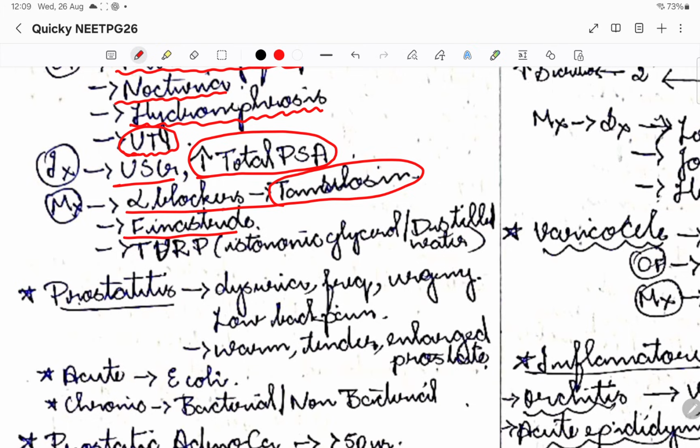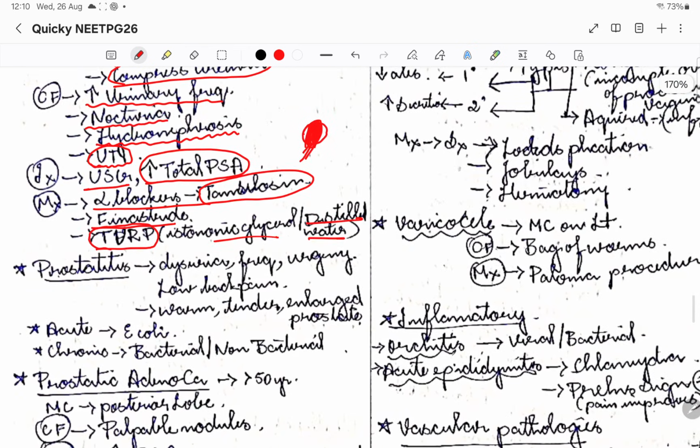Or else we are gonna go for TURP. Okay, so we are gonna go and do a loop TURP, where we'll be using the glycerol and distilled water is what we use, and we'll carve out the BPH. Okay, so if suppose this is the urethra. So what we'll do is, if there is a hyperplasia here, we'll do the TURP, meaning we'll ablate the entire thing, and we'll remove all the structures through water. Okay, that is distilled water or isotonic glycerol is what we use.